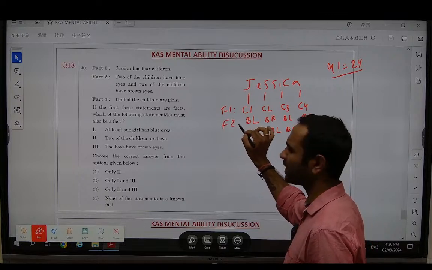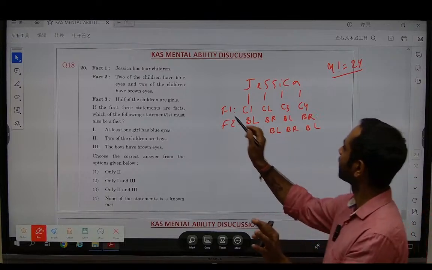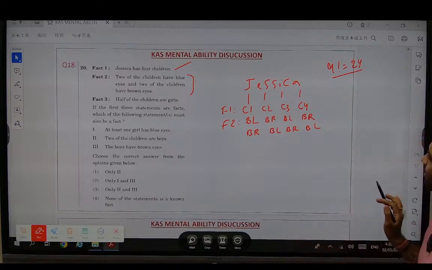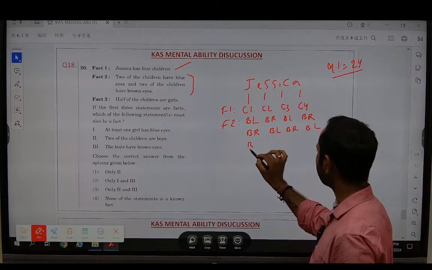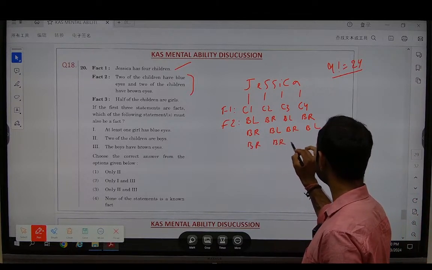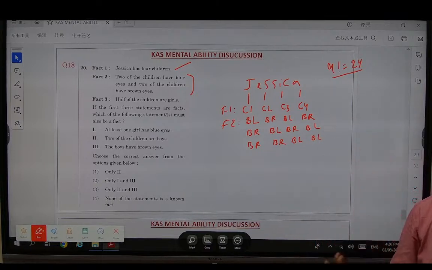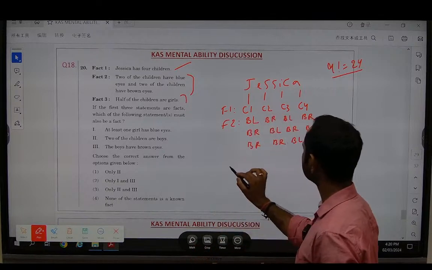So we are just collecting the facts now. Jessica has 4 children, that's very good. 2 of the children have blue eyes and 2 have brown eyes. These are the combinations, 6 combinations are there. We are not going into the combinations. See why I am writing, so that at least you understand that there are multiple, at least 6, combinations.